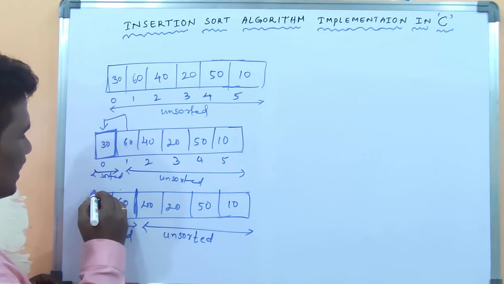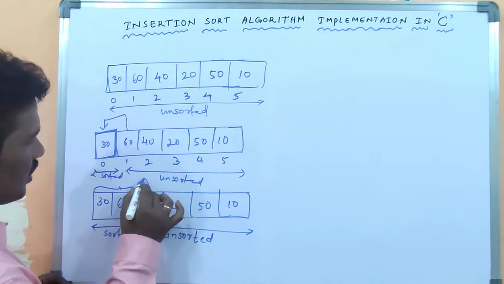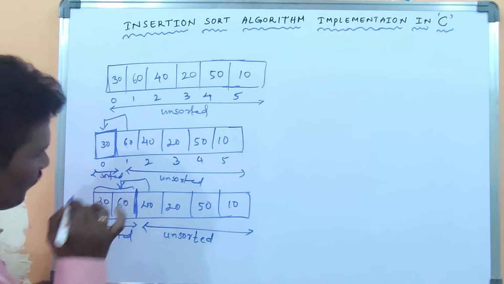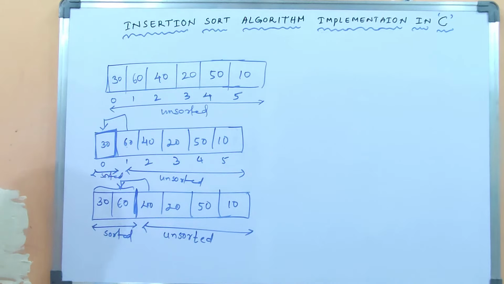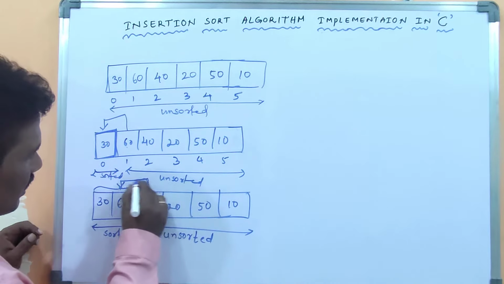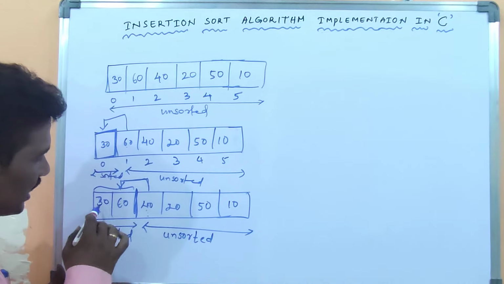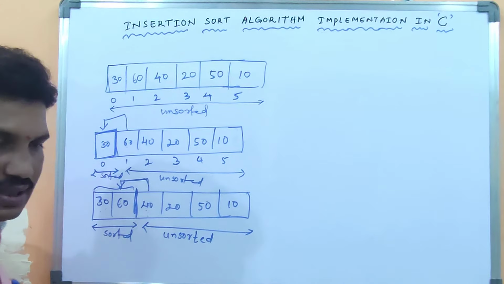Now where should I insert? The first element has been taken. Then where should I insert? Because you are holding two cards, for example 30 and 60 in your hand, to maintain the sequence, where should I insert the element 40? Then 40 should be inserted in between 30 and 60.